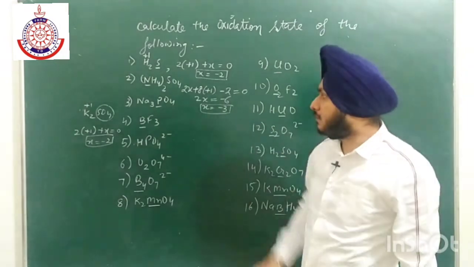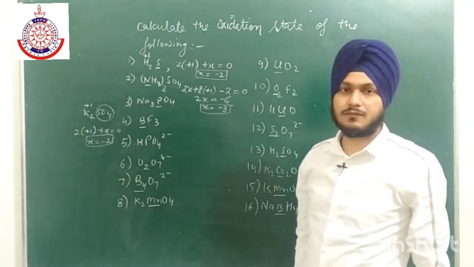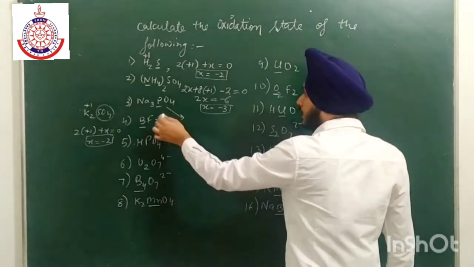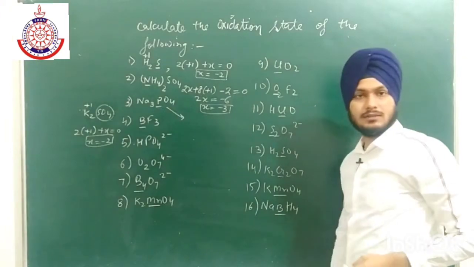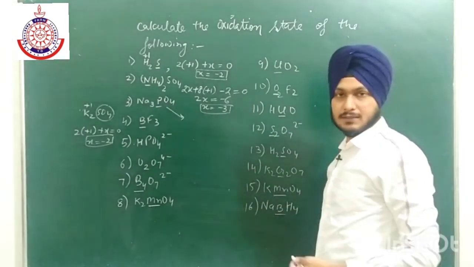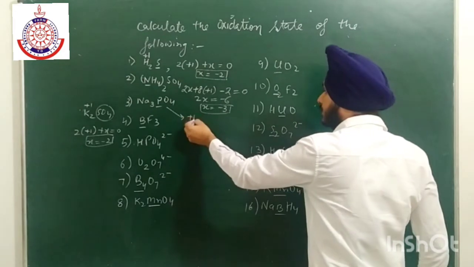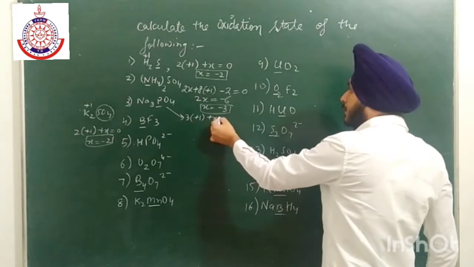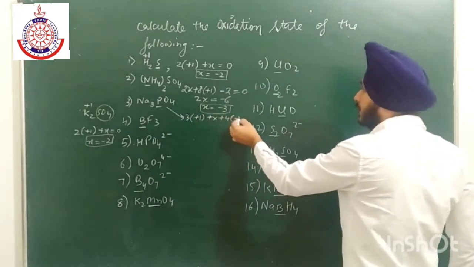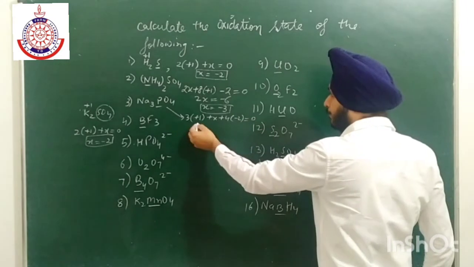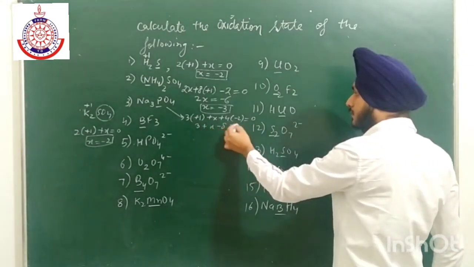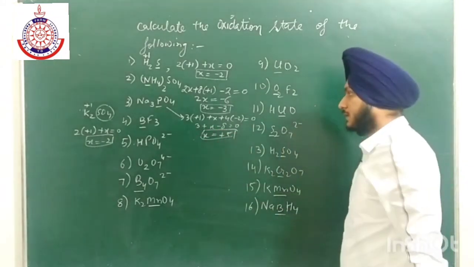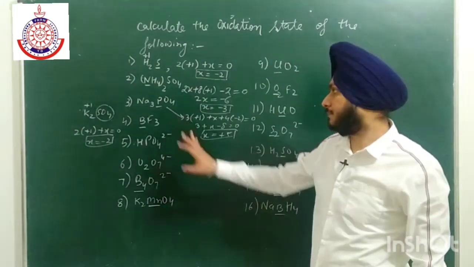Now in this compound we have to calculate the oxidation number of phosphorus. The oxidation number of phosphorus is taken to be X. Since sodium is an alkali metal, its oxidation number is +1, so 3 into +1 plus X plus 4 into the oxidation number of oxygen, -2, is equal to 0. So 3 plus X minus 8 is equal to 0, and X comes out to be +5. So the oxidation number of phosphorus is +5 in this compound.